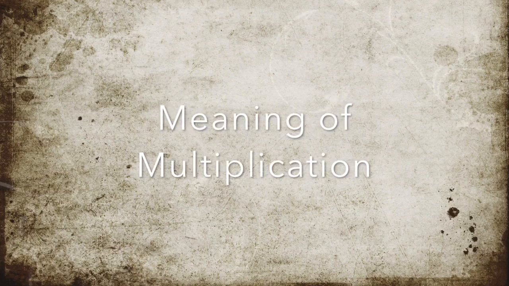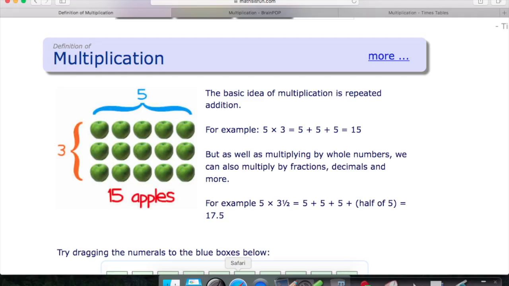Today's lesson is about multiplication. Basically, multiplication is just repeated addition. For example, 5 times 3 is just adding 5 three times. So that's 5 plus 5 plus 5 equals 15.